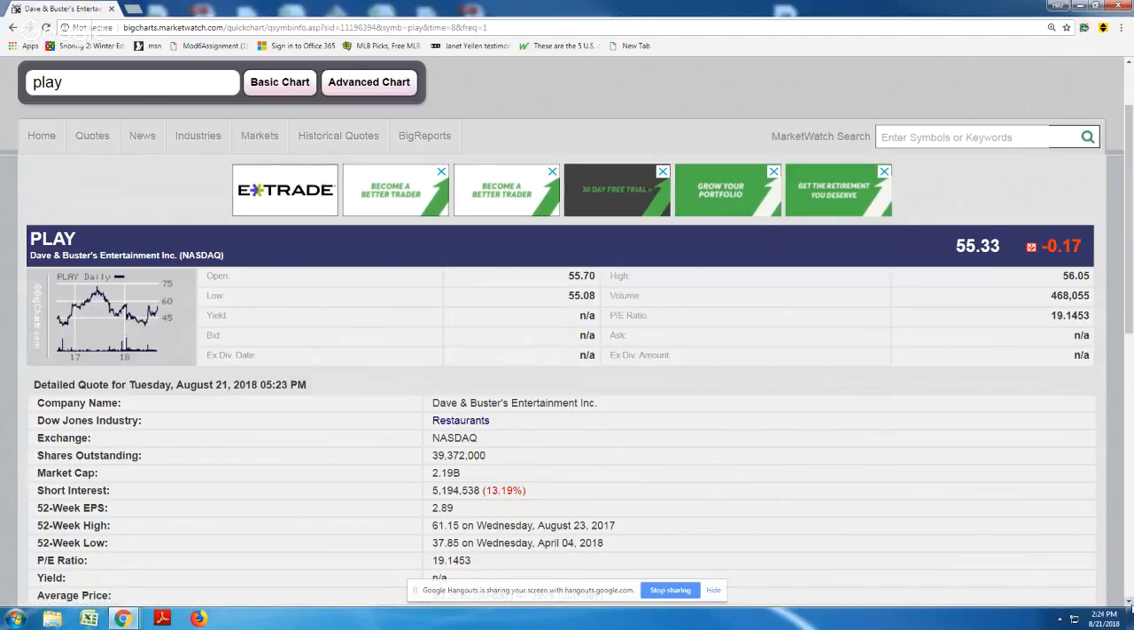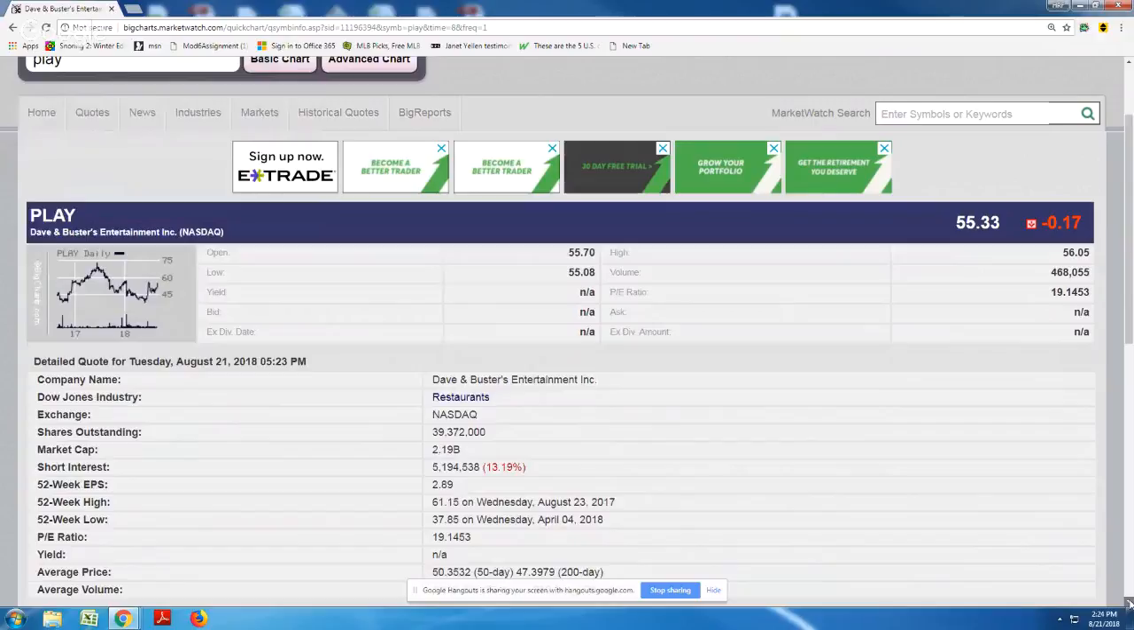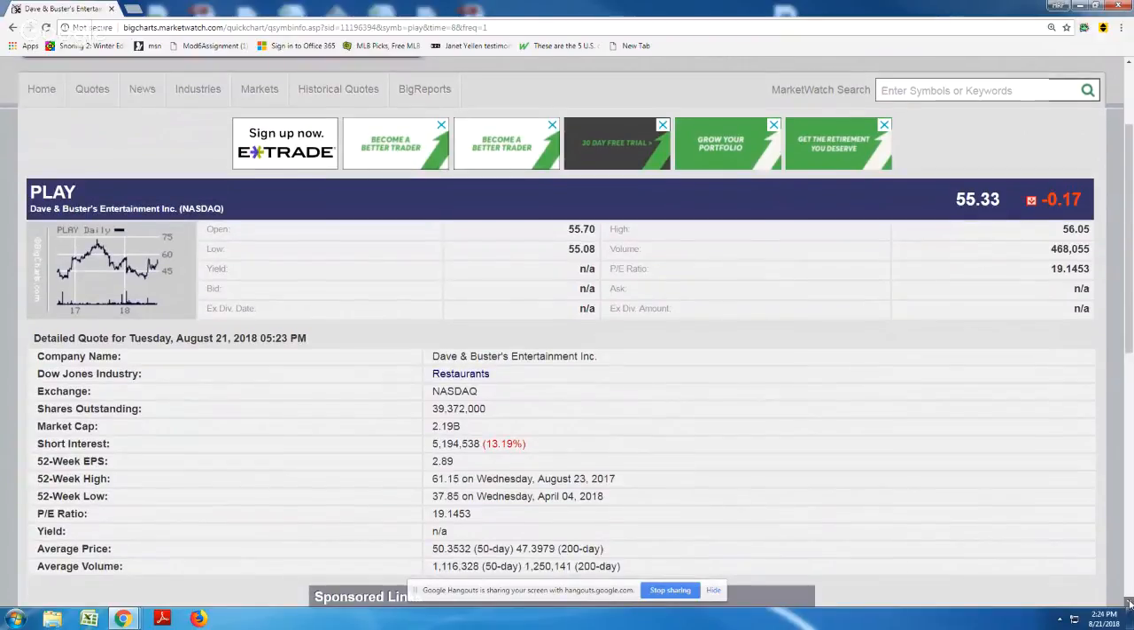Volume today, 468,000. And how does that shape up on the 50-day and the 200-day? Well, that's pretty skinny, because on a 50-day basis, you're at 1 million shares a day, and on a 200-day, 1.2. So today's volume was half of what it's been averaging or less. So that's not that great.